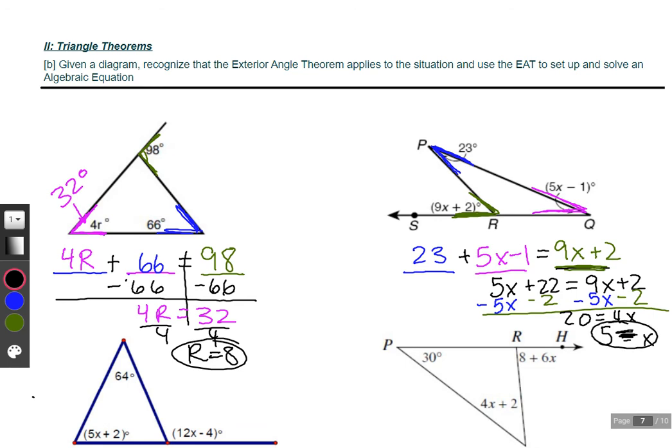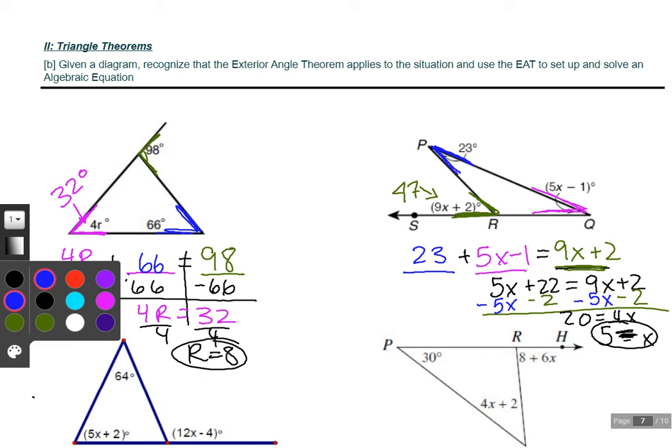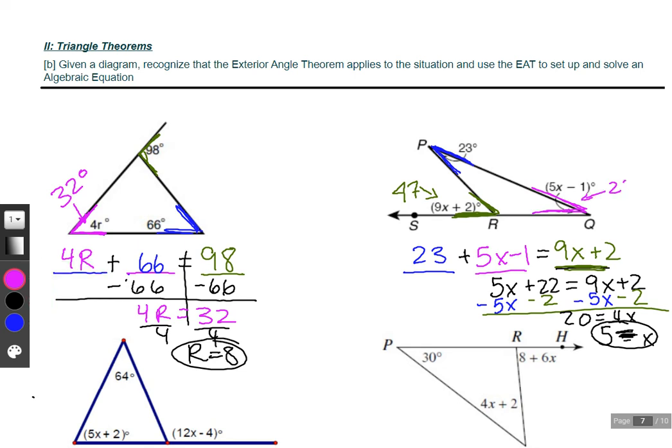Let's go green first. So if I take 9 times the x value, which is, of course, 5, add 2 to it, I end up with 47 degrees. Top one is given to be 23. To the right, we have 5 times 5 minus 1 for 24. Okay, so if I take that 24, add the 23 to it, I should get the exterior angle 47, and I totally do. Okay, so I'm going to stop this video here. So this is going to be kind of like pass 1, part 2. I'll see you guys in video 3.